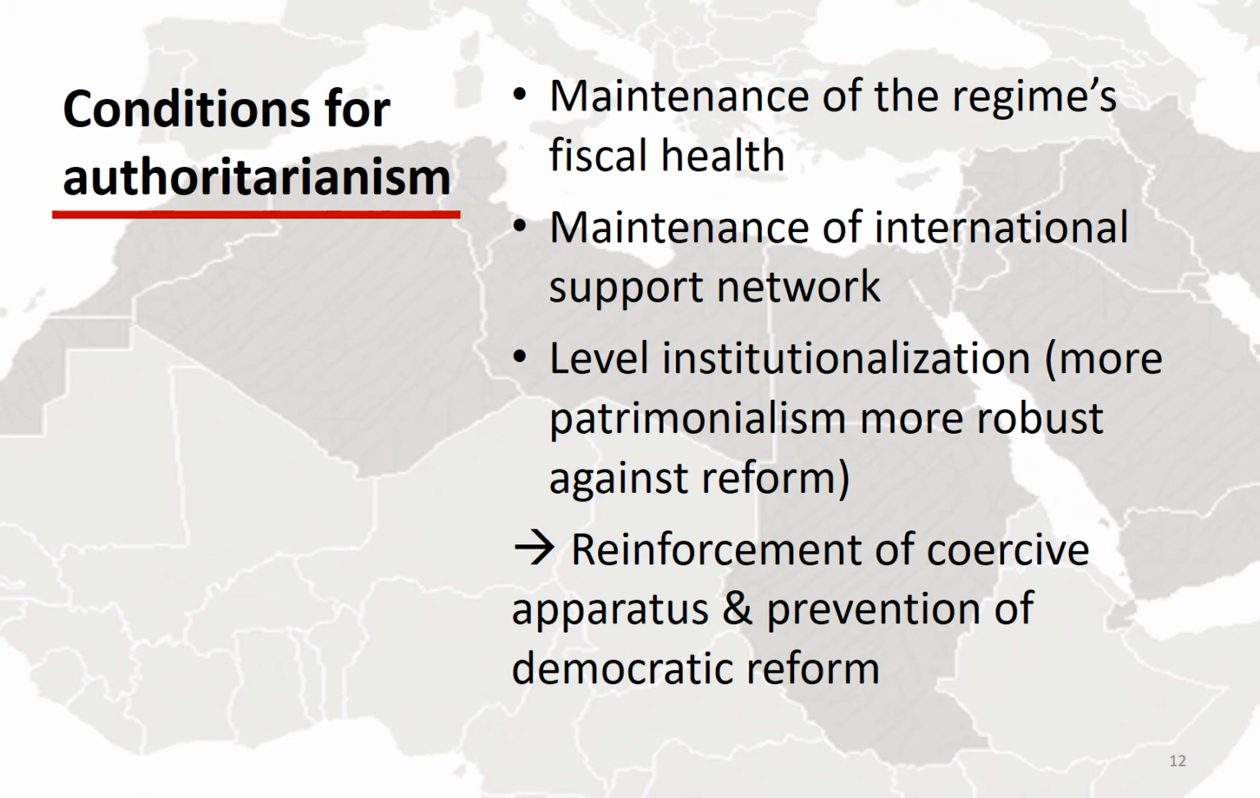They have a strong level of patrimonial relations in their institutions, very robust against reforms. We talked about it, like the system of patronage is extremely important for a regime to keep its power in place. So it's really a lot about the reinforcement of the cohesive apparatus and the prevention of democratic reform that are the main conditions for the survival of authoritarian regimes.